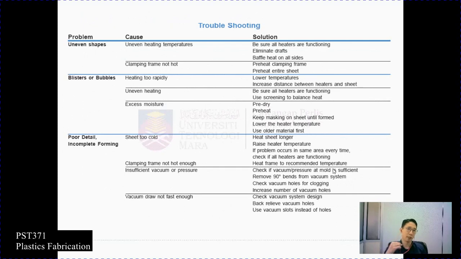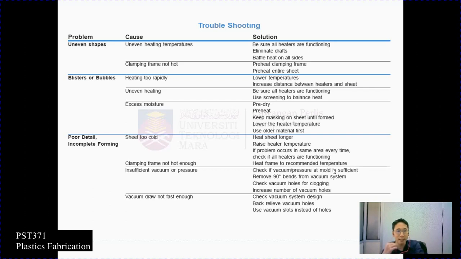For troubleshooting, okay, usually the problem that occur during the thermoforming, the first one is uneven shapes. This is very common. Okay, the cause is uneven heating temperature and clamping frame not hot. The solution is there. And then blister or bubbles, usually because of the heating too rapid and then uneven heating and excessive moisture. Some of the plastic material pick up moisture, so you need to preheat maybe or store the plastic sheets in an environment which they can't pick up any moisture. And then poor detail and incomplete forming. This is very common in thermoforming techniques.